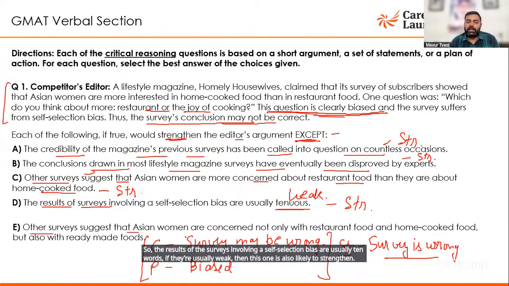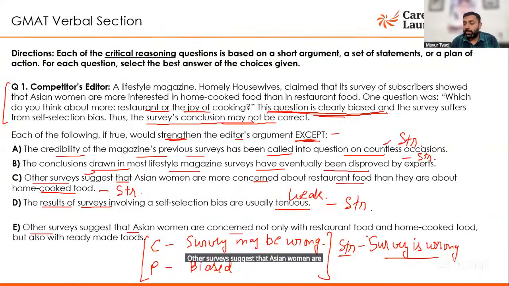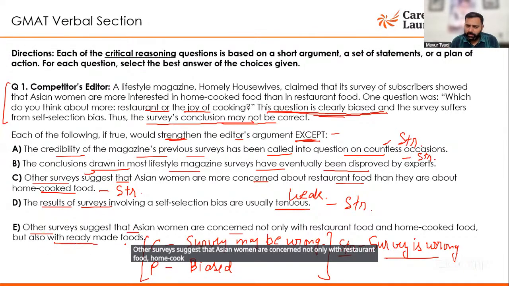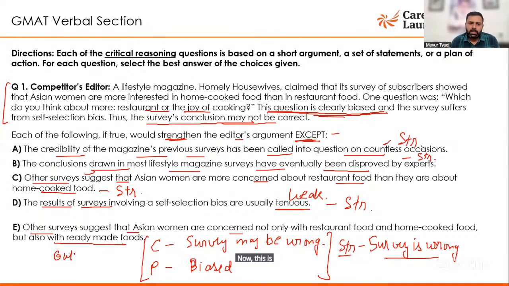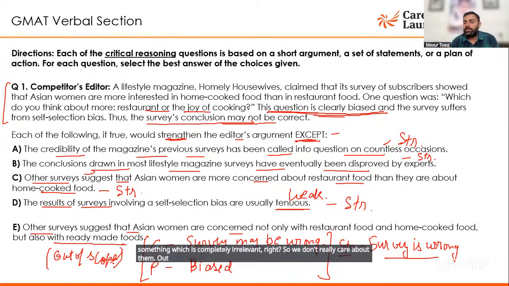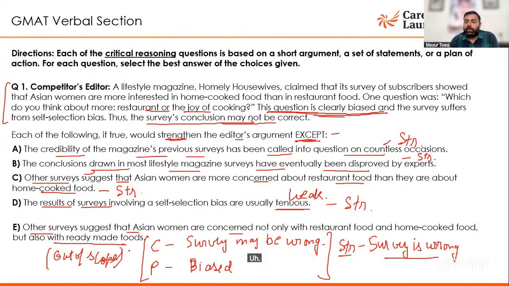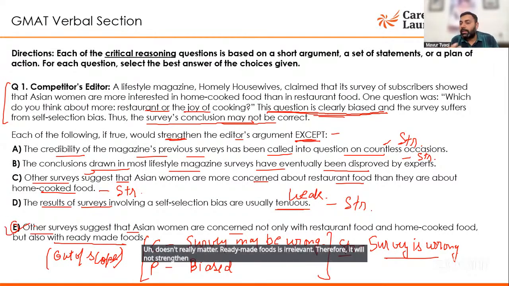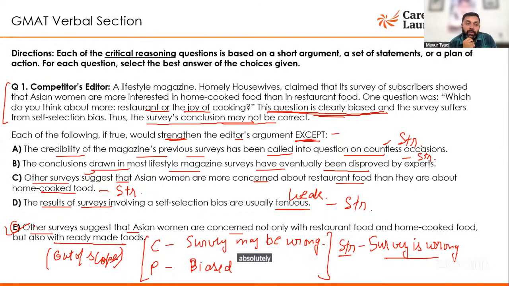Other surveys suggest that Asian women are concerned not only with restaurant food, home cooked food, but ready-made foods. Now, this is what we call out of scope, something which is completely irrelevant, right? So we don't really care about them. Out of scope choice is something which doesn't really matter. Ready-made foods is irrelevant. Therefore, it will not strengthen, and thus the right answer in this case, E part, absolutely the choice that one should have gone for. Are we clear here, everyone?